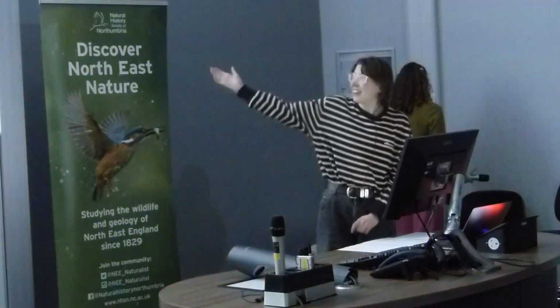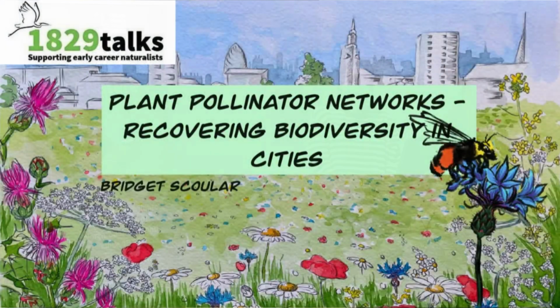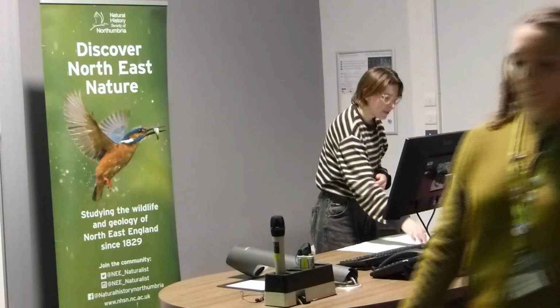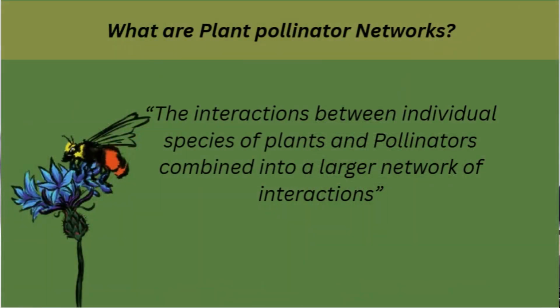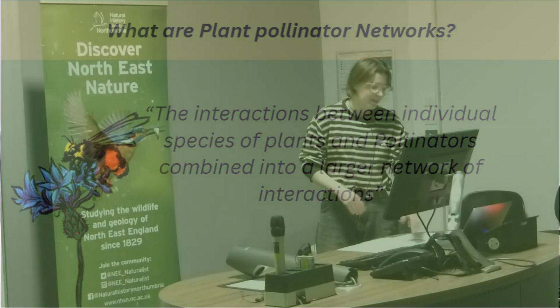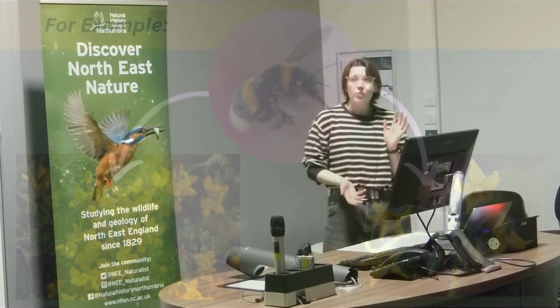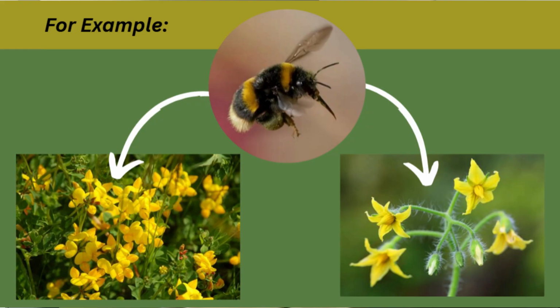And I'll be talking to you today about plant pollinator networks and how they can be used to recover biodiversity in cities. So firstly, what are these? I'm defining them as the interactions between individual species of plants and their pollinators combined into a larger network of interactions. For example, this bumblebee here might pollinate this bird's foot trefoil, and that would be one interaction. And then also this tomato plant, and that would be another. And then layering these creates this network.